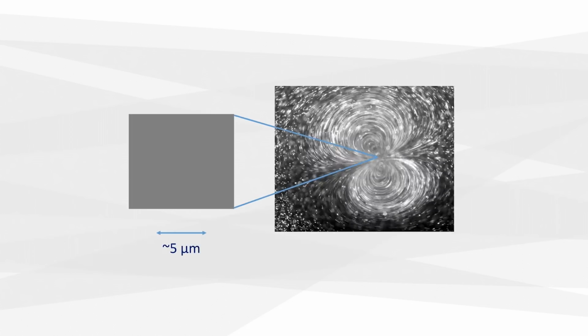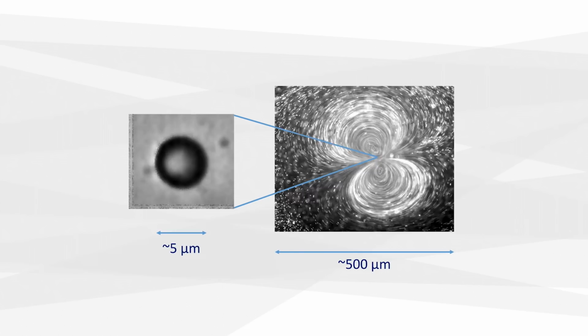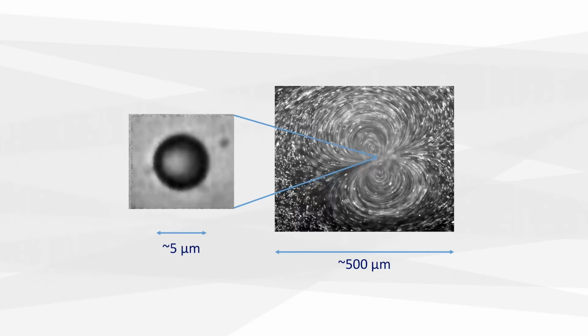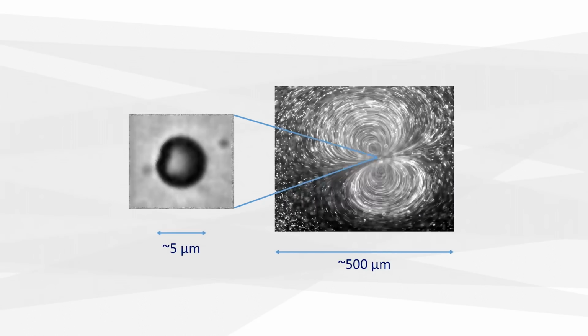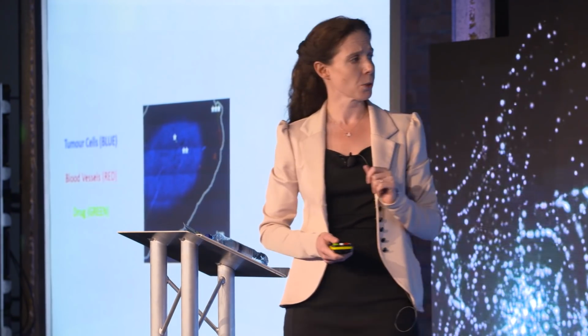And just to give you an idea of scale, this is 5 micrometers, so 5 millionths of a meter, smaller than a red blood cell. But it's able to push stuff around 100 times over that distance. So we can easily push it deep enough into a tumor to be effective. Now, this is in a dish in the lab. Much more interesting to actually see what happens in a real tumor.